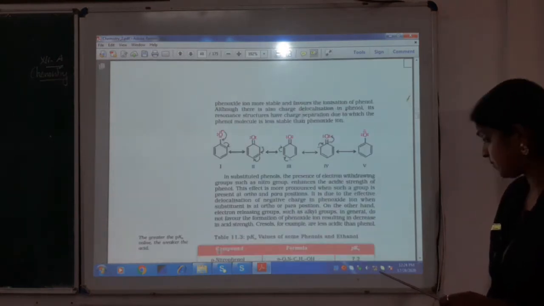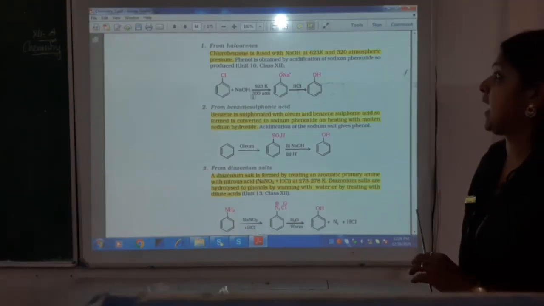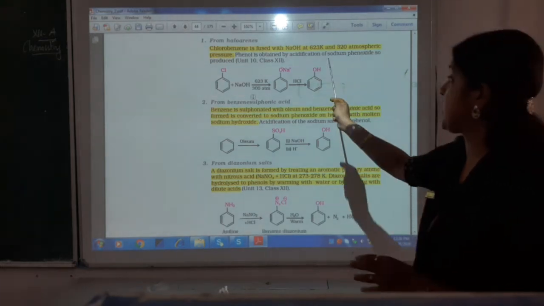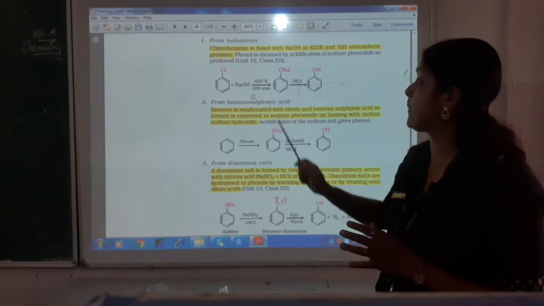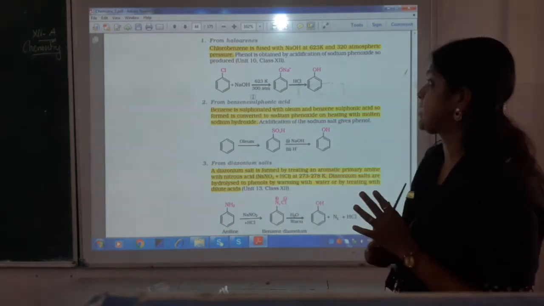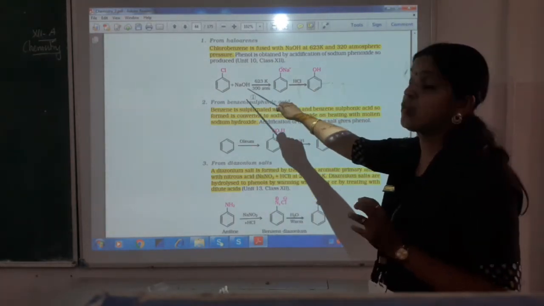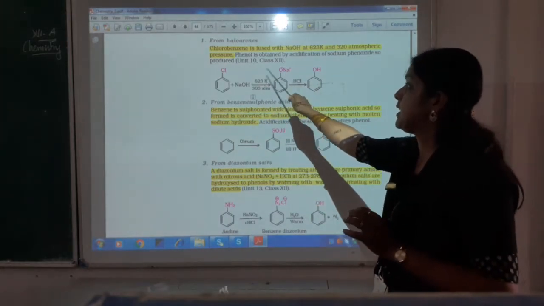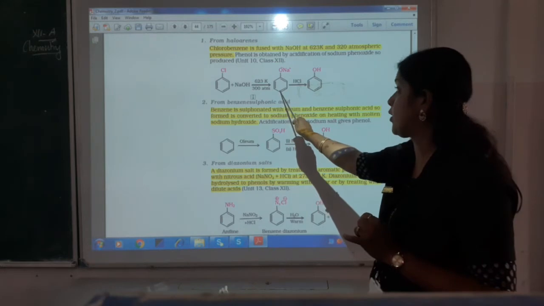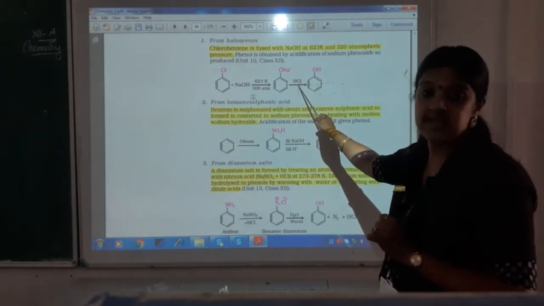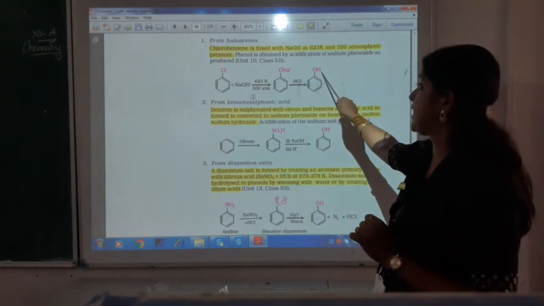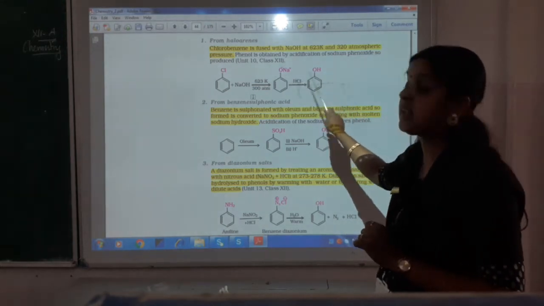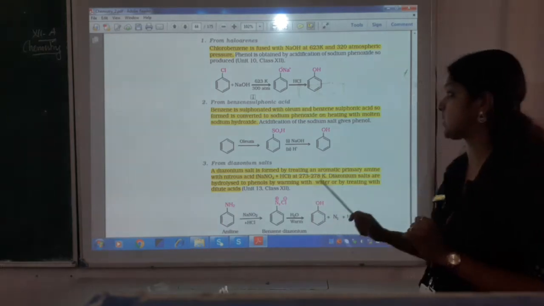Okay children. Now, preparation of phenols from haloarenes, benzene sulfonic acid and diazonium salts. This we have already learned the other way, if you remember the properties we learnt of haloarenes. Chlorobenzene, when it is fused with sodium hydroxide at 623 Kelvin, you get the sodium salt of phenol, which is again treated with HCl, an acid. Then you get your phenol. Sodium combines with chlorine to form NaCl. The hydrogen comes and attacks the oxygen.